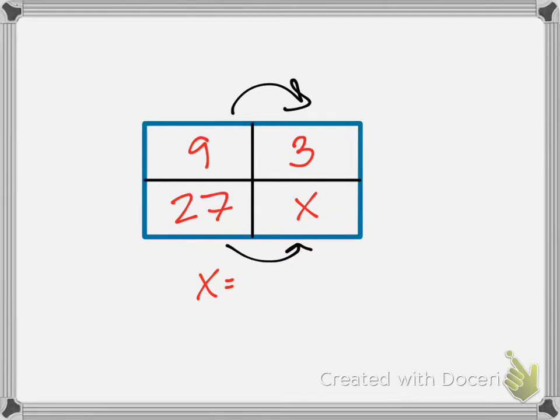So how do I get from 9 to 3? Using multiplication or division, because they are rates and ratios. So we use multiplication or division. Excellent. I divide by 3. And like I said, what I do to the top, I do to the bottom. So 27 divided by 3 is 9. So I get 9.